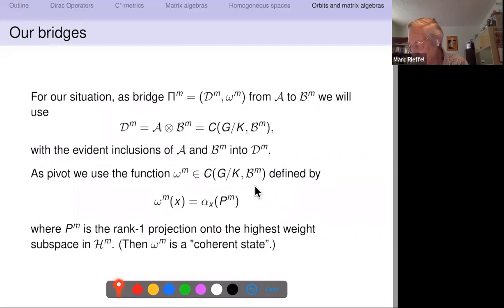And you see these rank 1 projections, by using the tracial state, they determine states on B^m. We aren't viewing them as states at the moment, but anyway, that's where the name comes from. So this is the pivot we use, which, except for my having worked on these things quite a long time, is not an obvious thing to do.